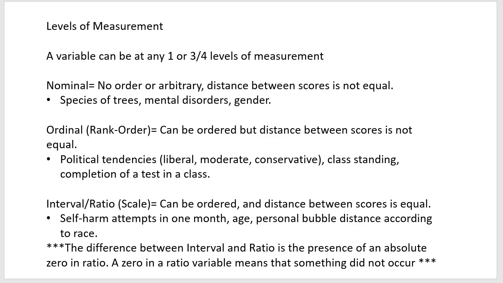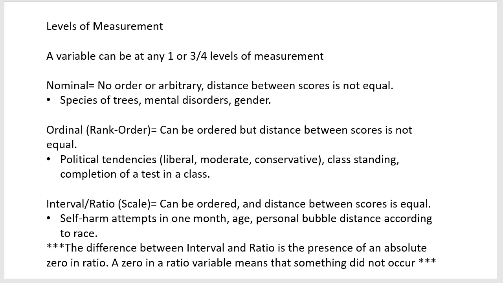Same thing with the classification of mental disorders. You can't really put them in any particular order, although in the DSM-5 they are in a particular order, but that's just arbitrary based on the classification system that they chose to use. Same with species of trees. The species can't be ordered in a meaningful way, even though you could argue for alphabetical. Alphabetical order is in itself arbitrary. The letters don't have to be in that order, so it really is arbitrary.